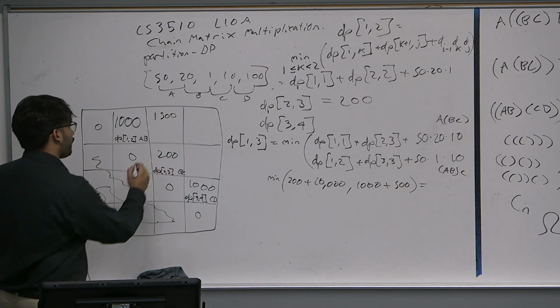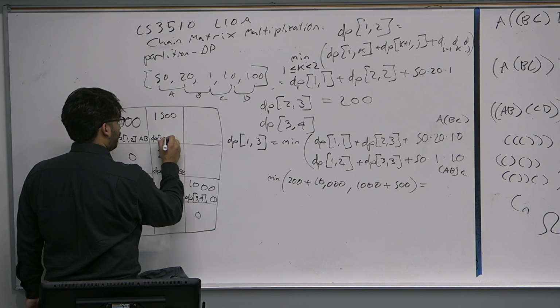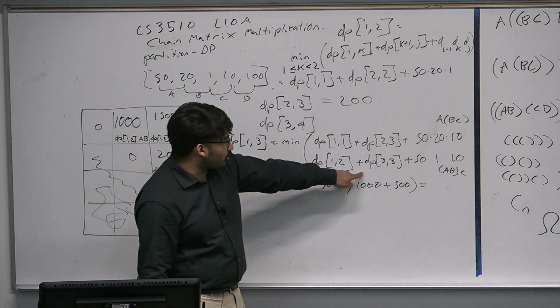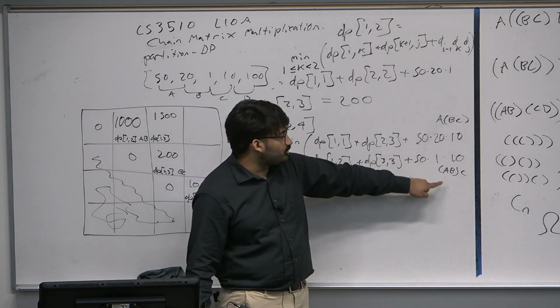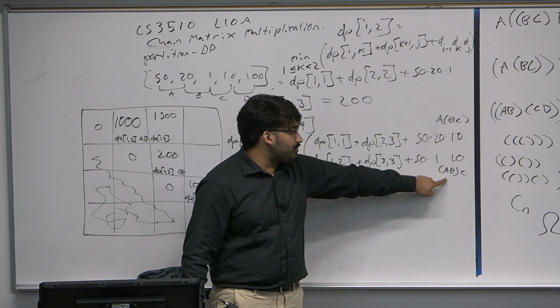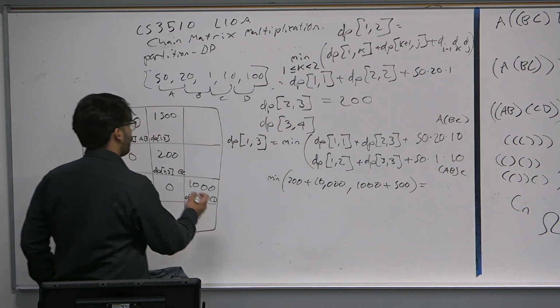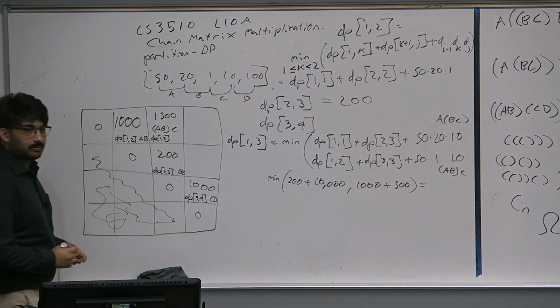And in fact, I'll write out where this min came from. dp of, what is this, 1 comma 3. Notice that we chose this second one as part of the min. So to compute ABC, it is cheaper to do AB then C than to do BC then A. So we want to do AB and then do C if we wanted to compute ABC. So this one corresponds to AB then C, right?